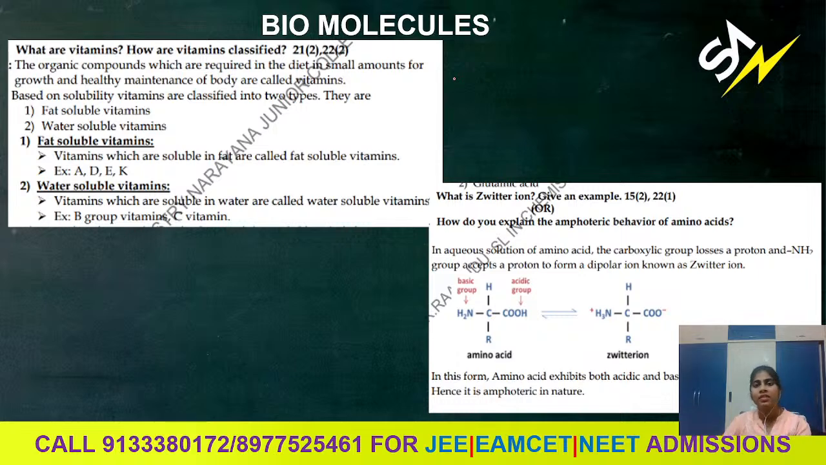And we have the biomolecules chapter. There are very general and easily answered questions from these biomolecules. The basic questions like what are vitamins, how they are classified. We all know vitamins, which we require in our diet in small amounts for growth, healthy life and good maintenance of our body. There are two types, fat soluble and water soluble. What are fat soluble? Those which dissolve in fat, that is A, D, E and K. And water soluble, which dissolve in water, those are B group vitamins and vitamin C.